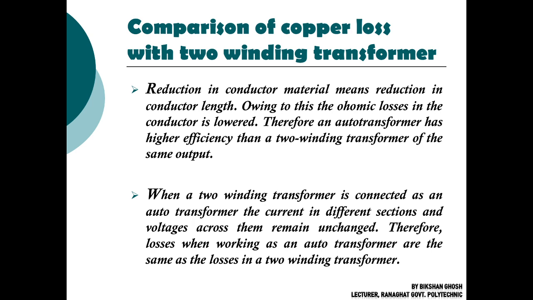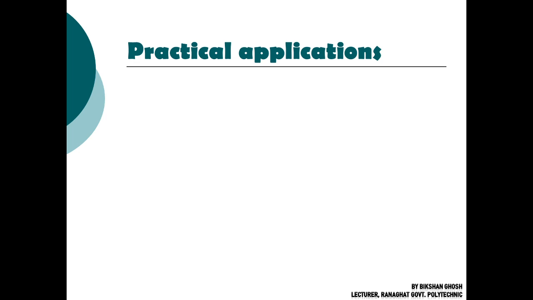In this case, what is happening? The ohmic losses in both the cases are remaining the same. Therefore, when the same two-winding transformer is connected as an autotransformer, the losses in both the cases remain the same. Okay. So finally, the practical applications of autotransformer.